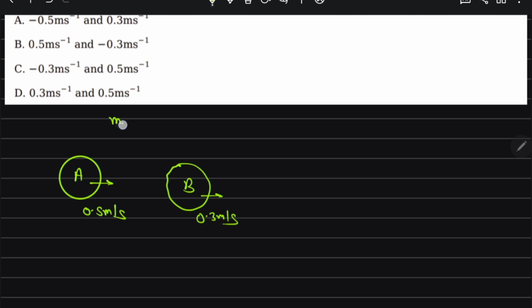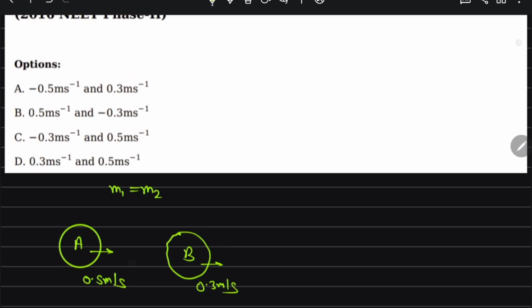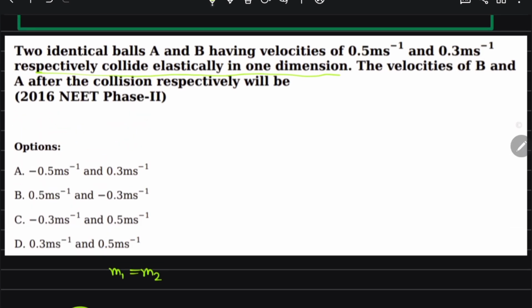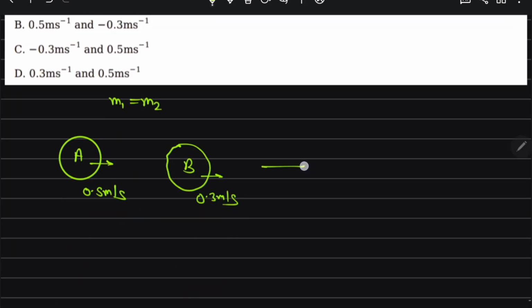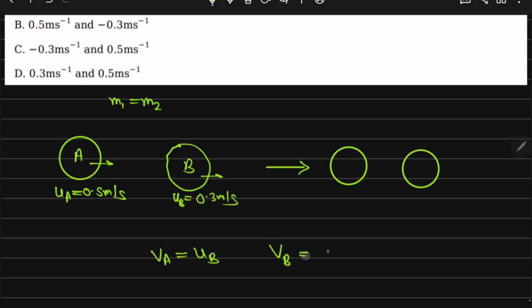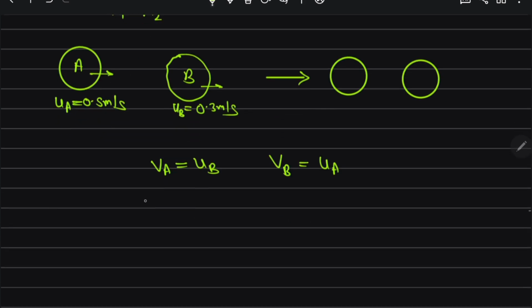Identical balls means their masses are the same. After the collision, we know that if the two bodies have the same mass and the collision is elastic, their velocities are going to be exchanged. The velocity of the first particle becomes the initial velocity of the second, and the velocity of the second particle becomes the initial velocity of the first, right? So here the velocity of the first particle is 0.3 meter per second and the velocity of particle B is 0.5 meter per second.